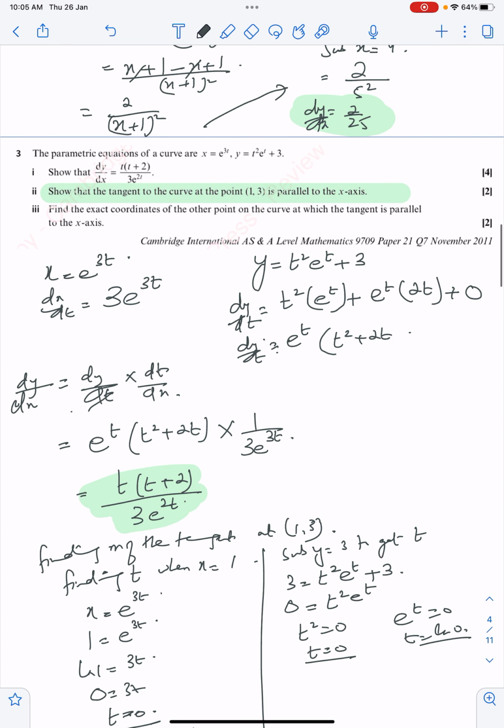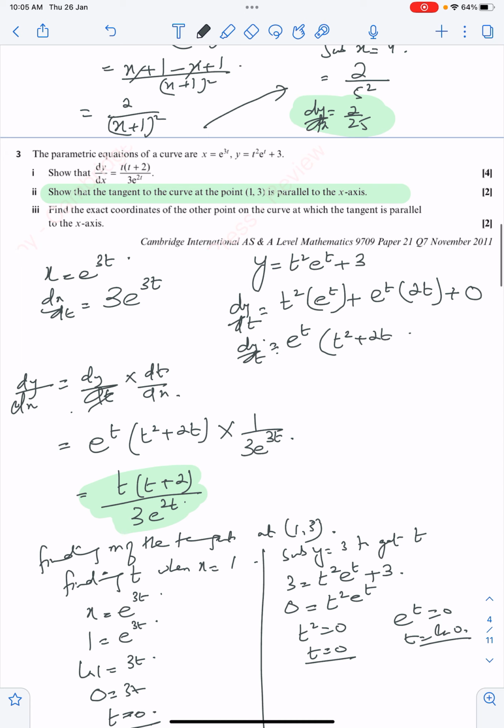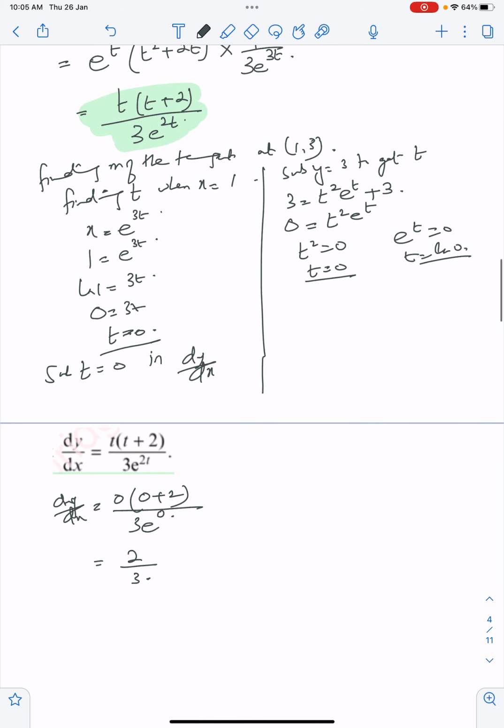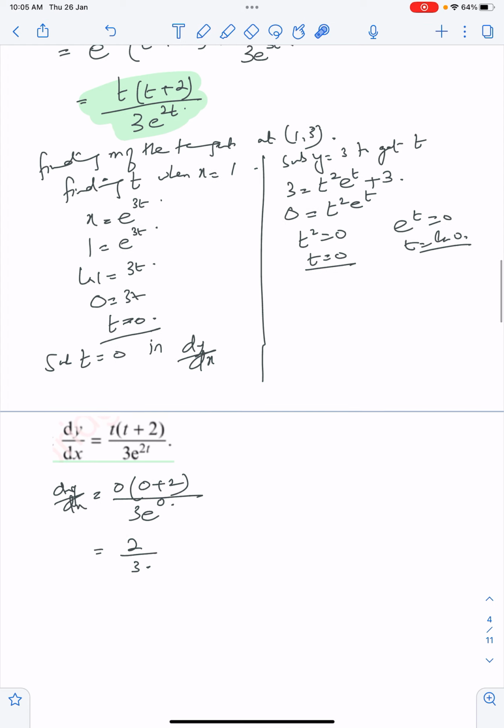Show that the tangent to the curve is parallel to the x-axis. Okay, sorry. 0 multiplied by anything gives you a 0. So 0 into 2 is 0. 0 upon 3, that means 0. So proved that dy by dx, since dy by dx equals 0, the tangent is parallel to the x-axis.